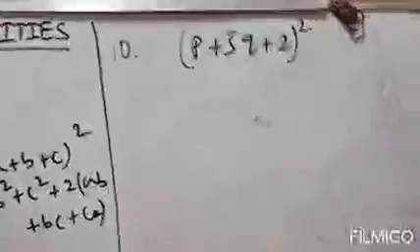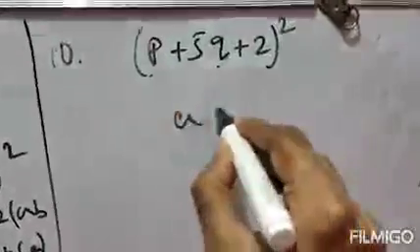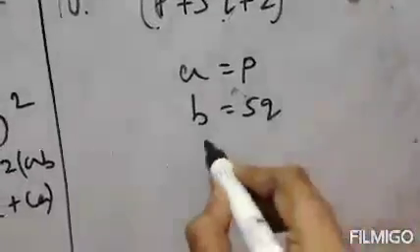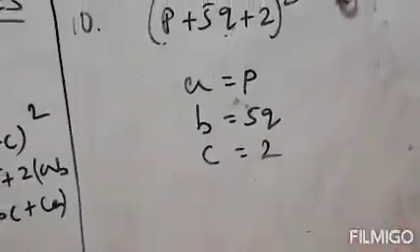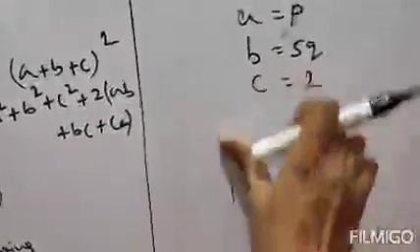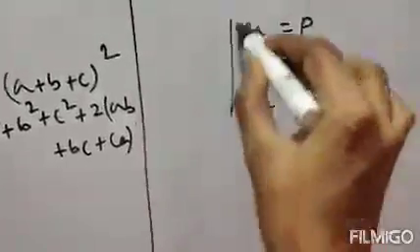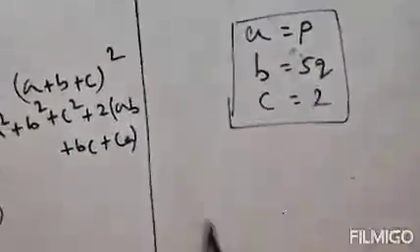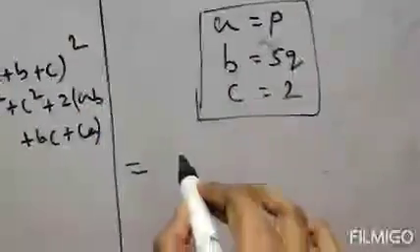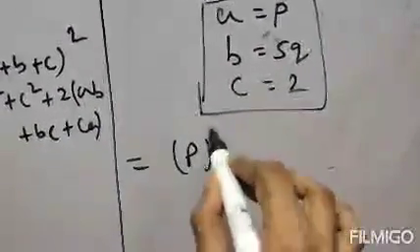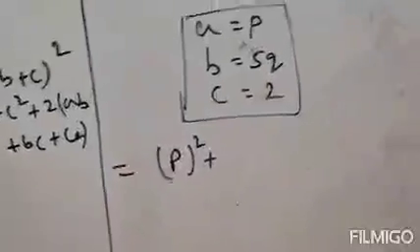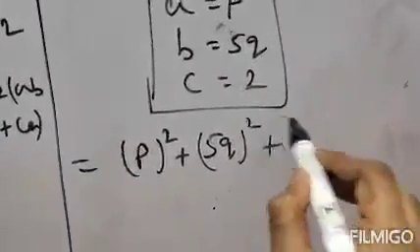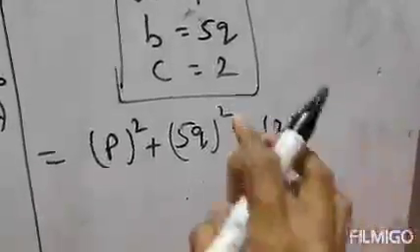Clear? So this is your a. A is p, b is 5q, and c is 2. Clear? And just put this in the formula. That is, do this in your rough space. I am repeating again, do this in your rough space. Clear? Next, the formula is a square. That means a is your p. That means p square plus b square. b is 5q. b square plus c square. c is 2. That is c square.